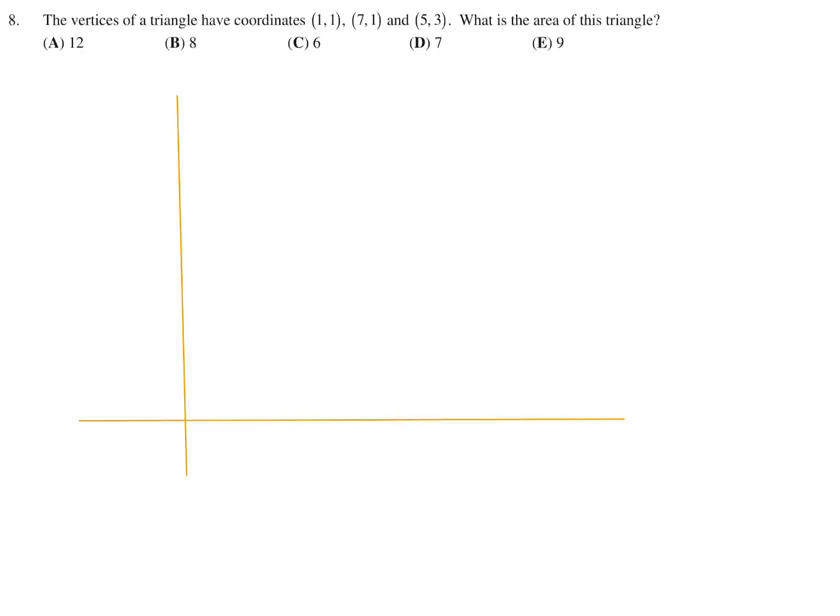So let's draw this out. We've got (1, 1), so approximately here. We've got (7, 1), so let's say here. We've got (5, 3), so approximately, let's say here. And we'll label the coordinates like that. And we've got a triangle that is formed by these coordinates. So the triangle looks like this. What is the area of this triangle?